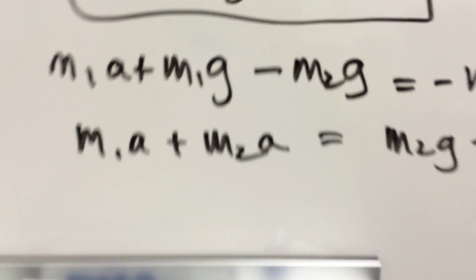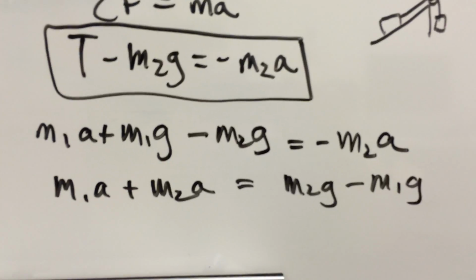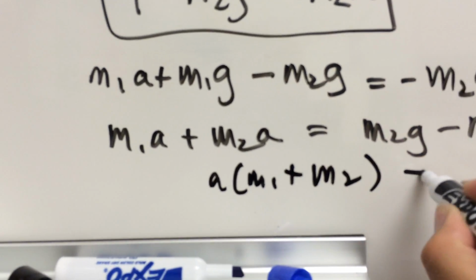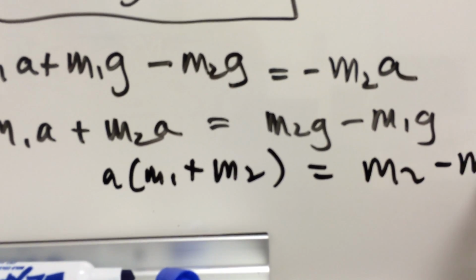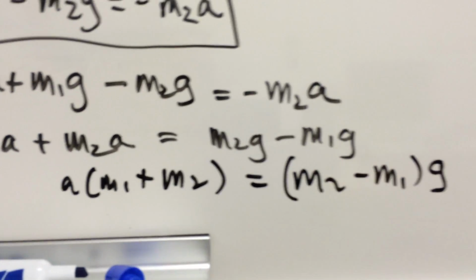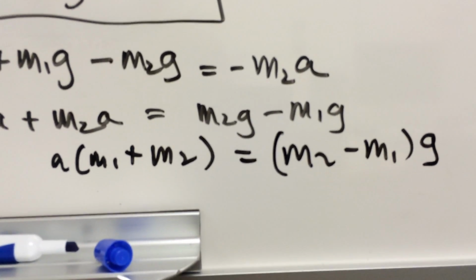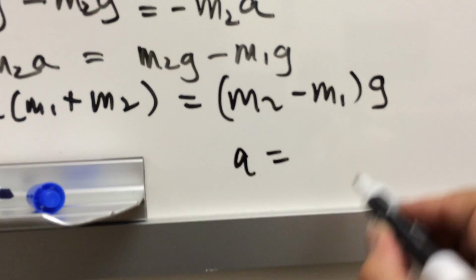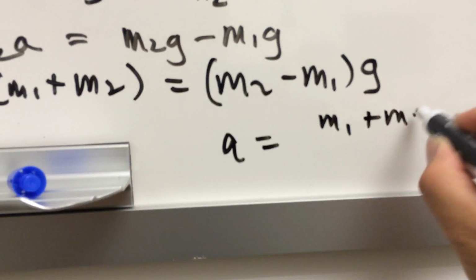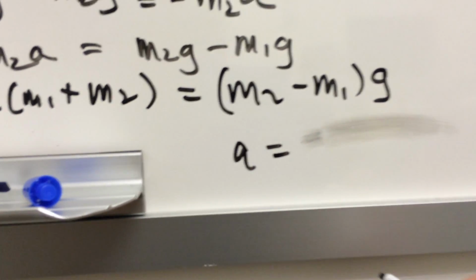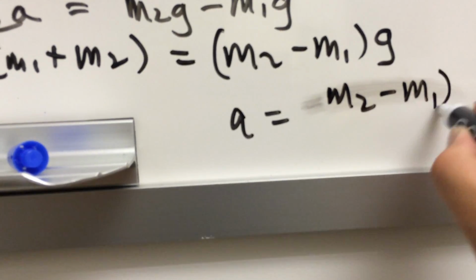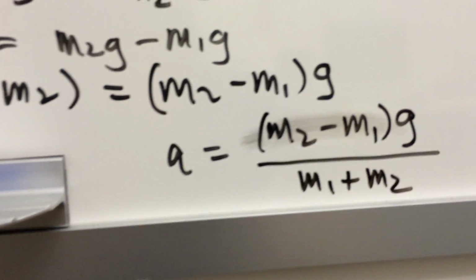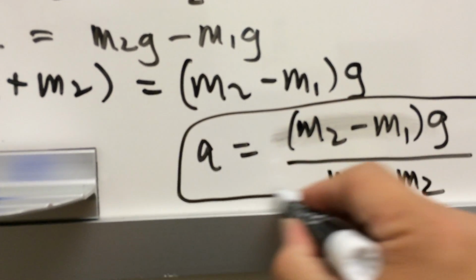From here, I basically factor out an a and a g, like so. Then I divide both sides by m1 plus m2, and so you end up with a is equal to... I'm sorry, my bad. (m2 minus m1) times g divided by m1 plus m2. So you end up with this formula here for the acceleration.